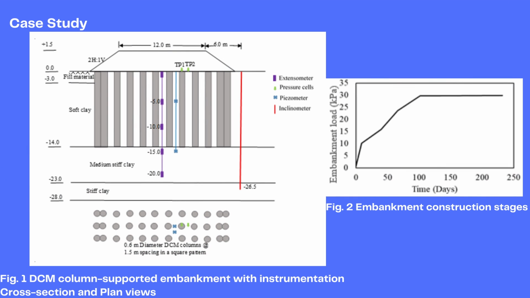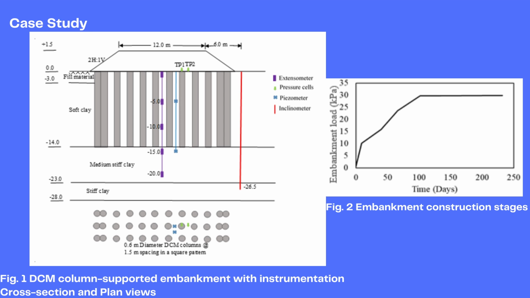This is the geometry of the embankment. This embankment is from the Bangbo district of Samut Prakan province of Thailand. The soil layering you can see in this picture, there is a fill material at the top, then we have 11 meters of soft clay, and then medium stiff clay and stiff clay.